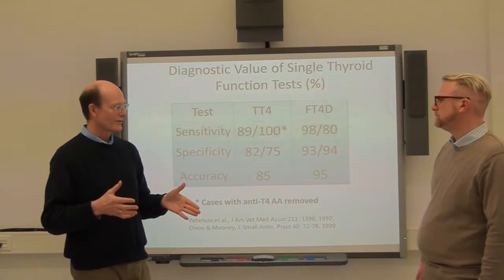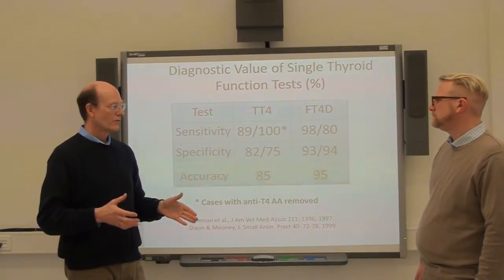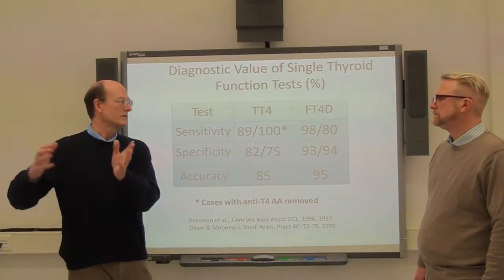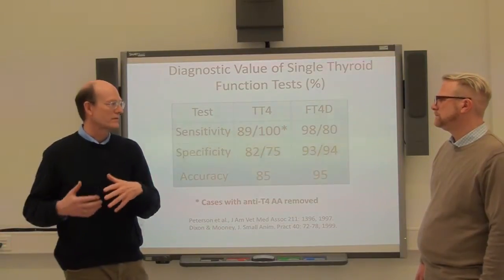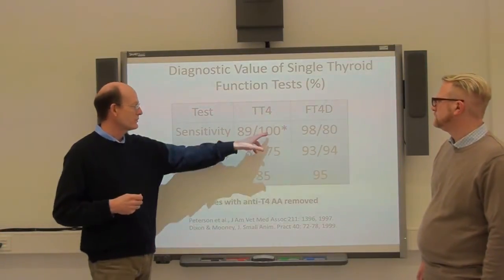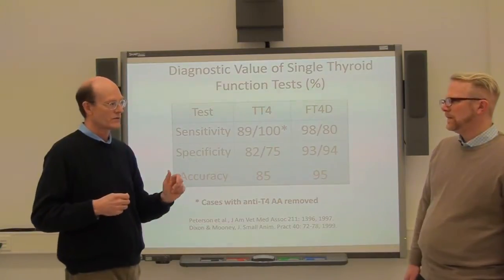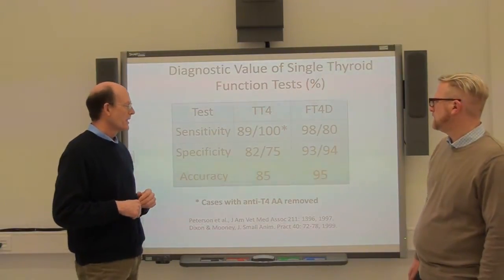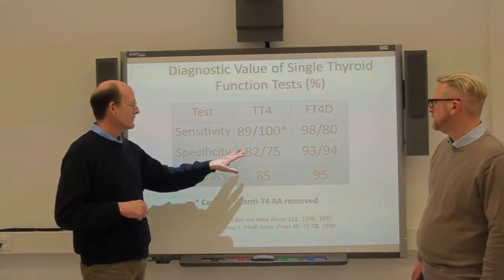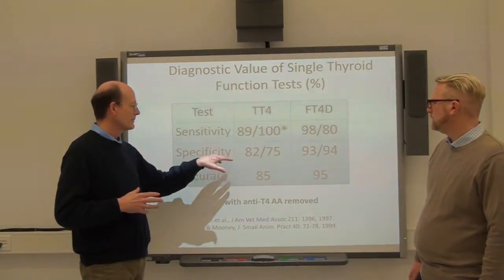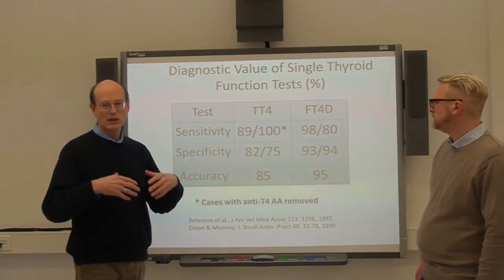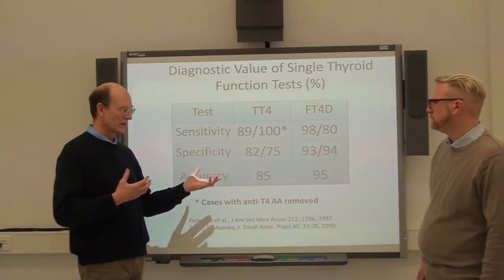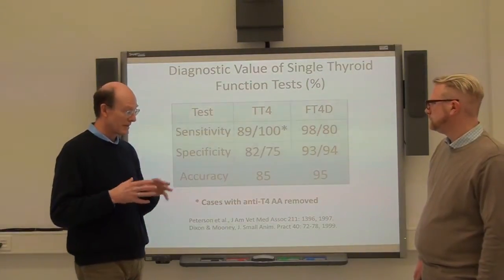So when they took those out, they found that the true measurement of total T4 in this case, if you ask the question the right way, is T4 normal? And if it is, then you rule out hypothyroidism. That makes it a good screening test. It was almost a perfect screening test in that circumstance. Specificity, you see that T4 can be low in circumstances like illness, and that's why the specificity is a little bit lower.